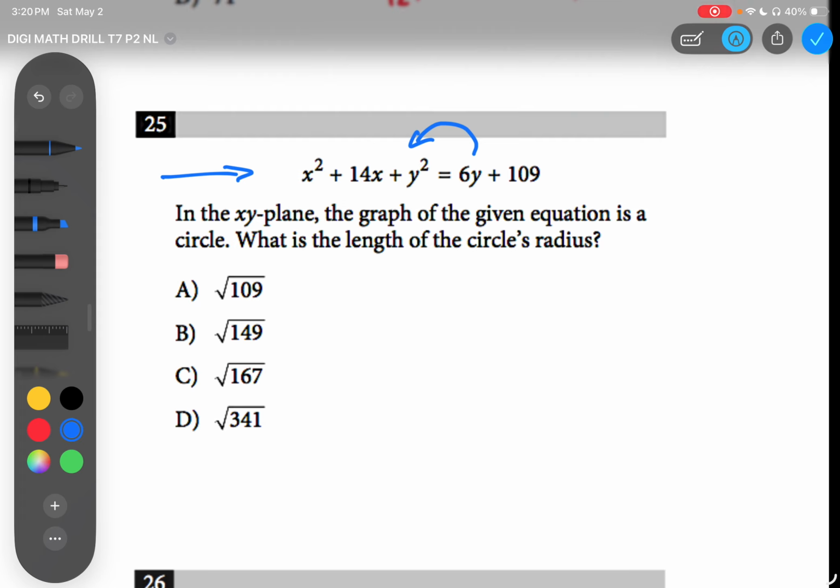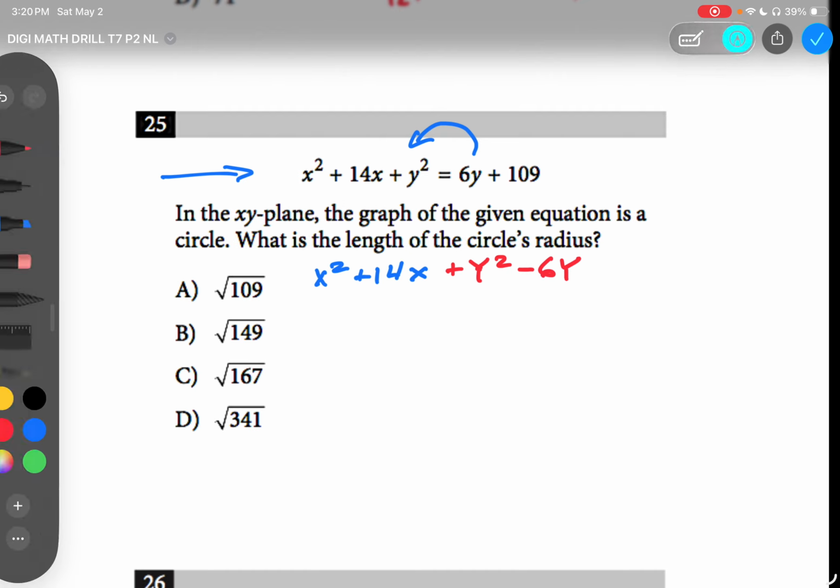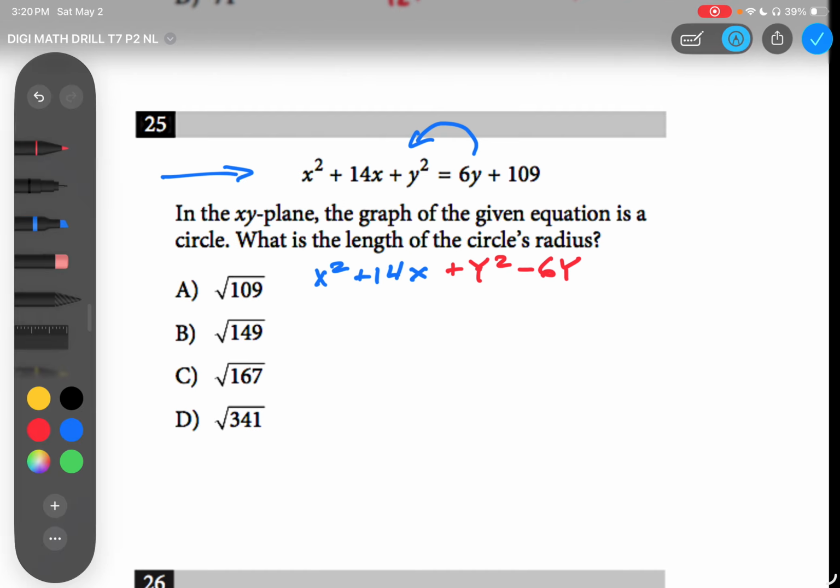I'm going to get that 6y to the other side. So I'm going to now have x squared plus 14x. See, I want my x's and y's together. Plus y squared minus 6y, because remember, we're subtracting 6y from both sides. All right, now the next thing. Let me put it still equal to 109.